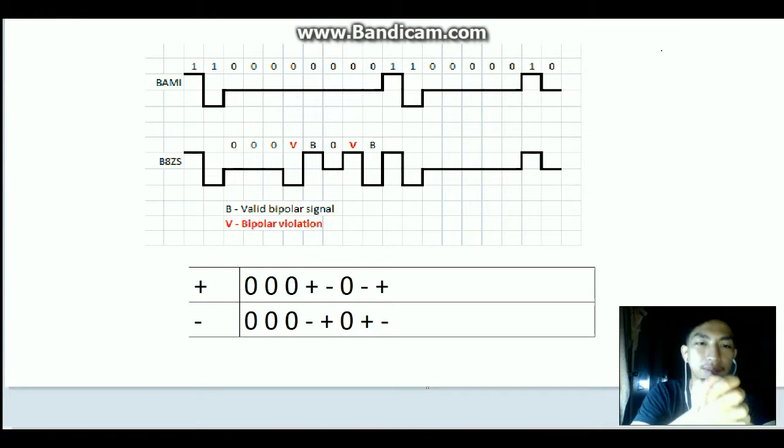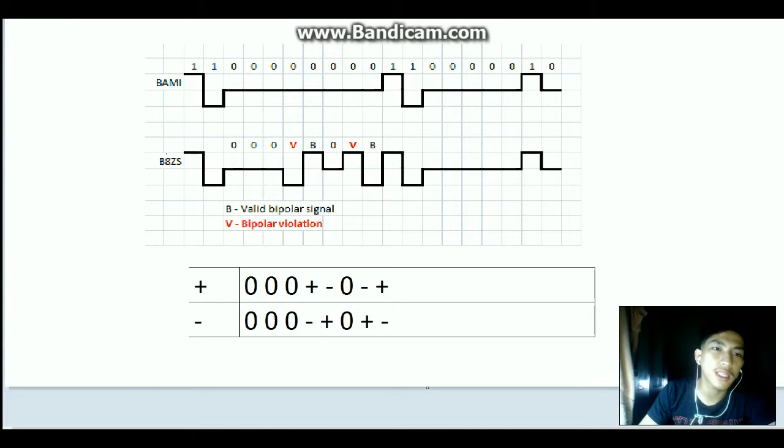Okay guys, today I'm going to explain about bipolar 8-bit zero substitution. Bipolar 8-bit zero substitution is based on bipolar AMI, that is alternate mark inversion. Bipolar alternate mark inversion is about sending 8 zero sequences of signal.